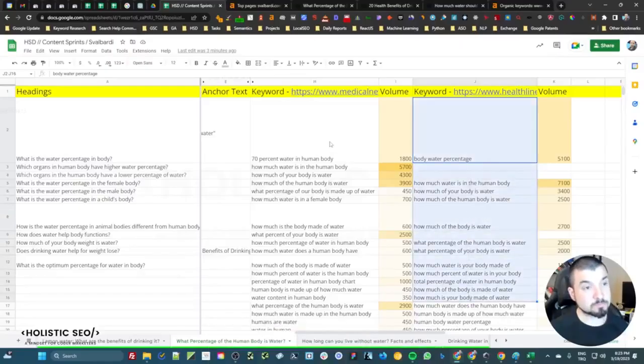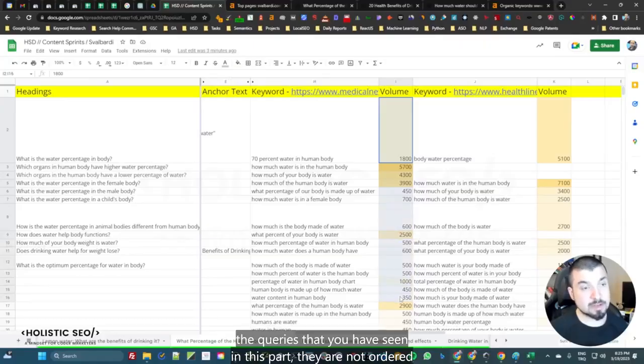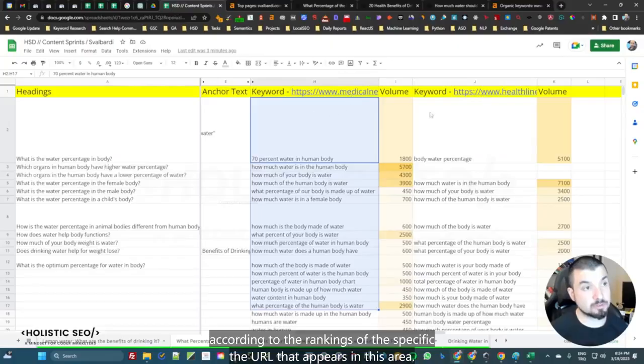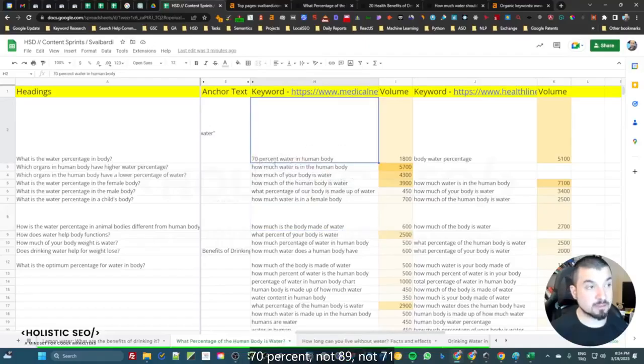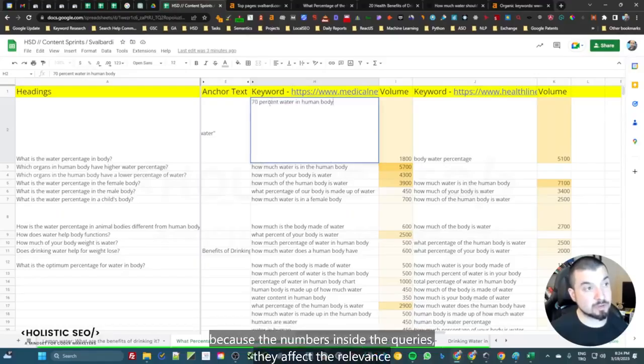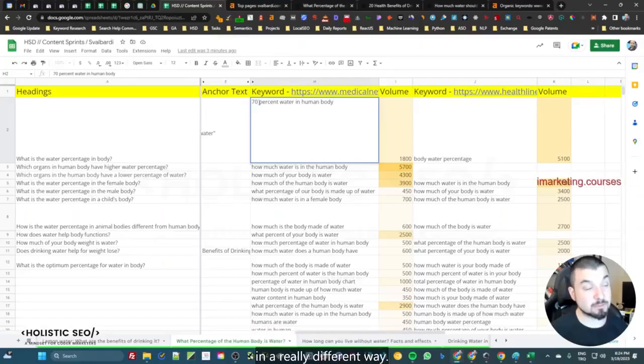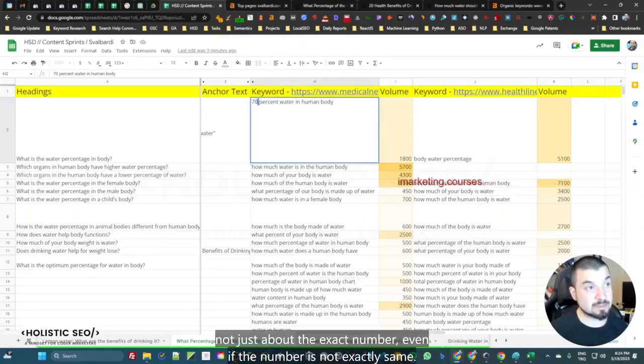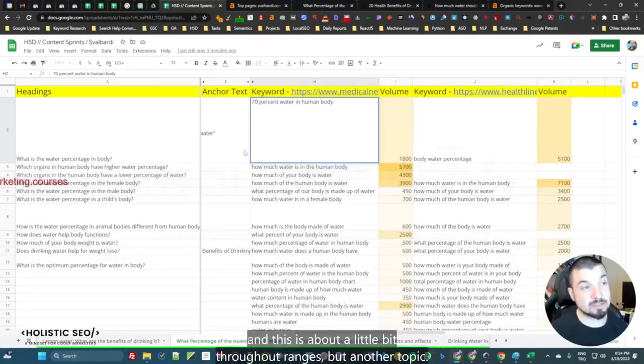One more time, the queries that you have seen in this part are not ordered according to volume, they are ordered according to the rankings of the specific URL that appears in this area. And we see that the web page we are trying to outrank is ranking for the answer term 70%, not 69, not 71. We can talk about the numbers a little later because the numbers inside the queries affect relevance in a really different way. Sometimes it's not just about the exact number. Even if the number is not exactly the same, if you are using a closely related number like 71, you can still be relevant. This is about truth ranges, but that is another topic.